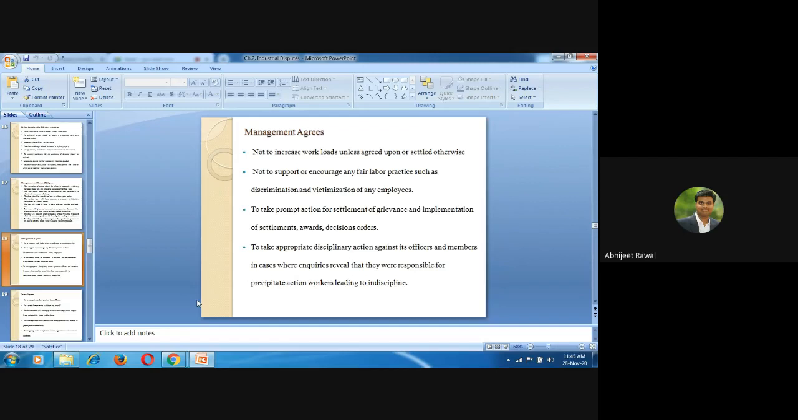Okay, this is the management agrees. मैनेजमेंट को क्या एग्री करना है कि not to increase workloads unless agreed upon or settled otherwise, not to support or encourage any unfair labor practices such as discriminations or victimizations of employees, to take a prompt action for settlement of grievance and implement settlement awards, decisions, orders, to take appropriate disciplinary actions against its officers and members in cases where inquiries reveal that they were responsible for precipitating action by workers leading to indiscipline.